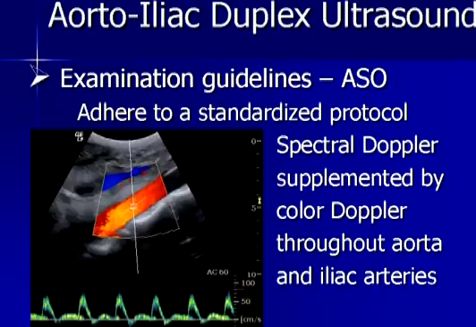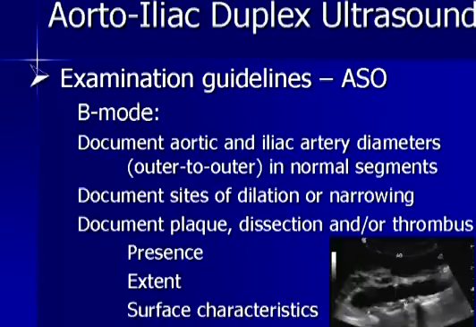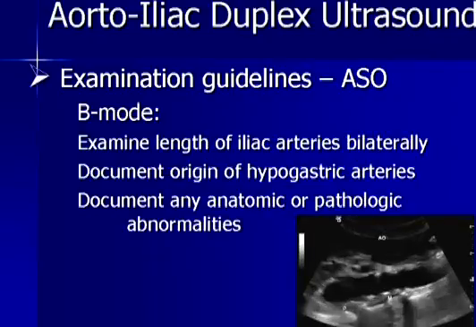Remember, your spectral Doppler will be supplemented by color Doppler throughout the aorta and the iliac arteries. In B-mode imaging, you of course want to document the dimensions of the vessels involved, again remembering to measure in long axis from the outer wall to outer wall. If there are any sites of narrowing or dilation of the vessel, you certainly want to document those. And if you see plaque, any other abnormalities such as thrombus or dissection, be sure to document the presence, the extent, and the characteristics of these particular lesions.